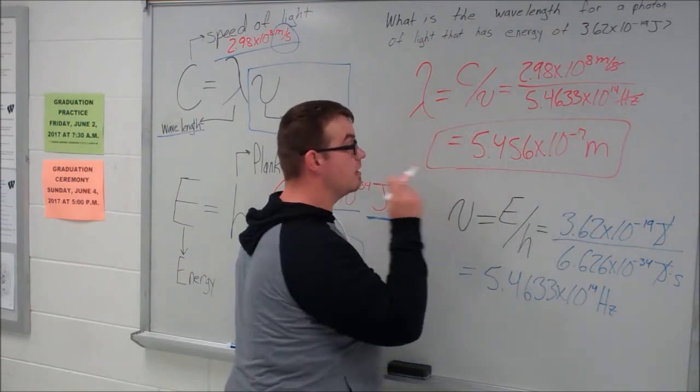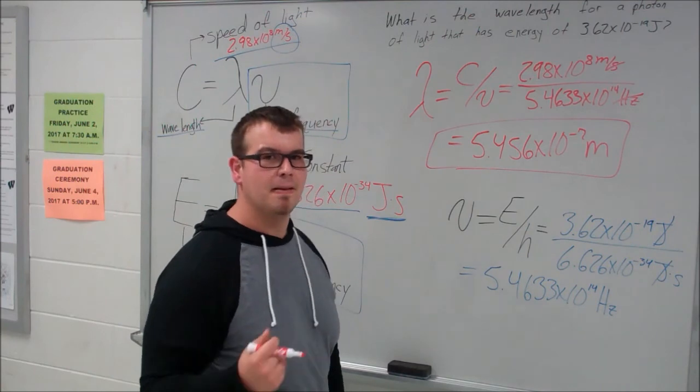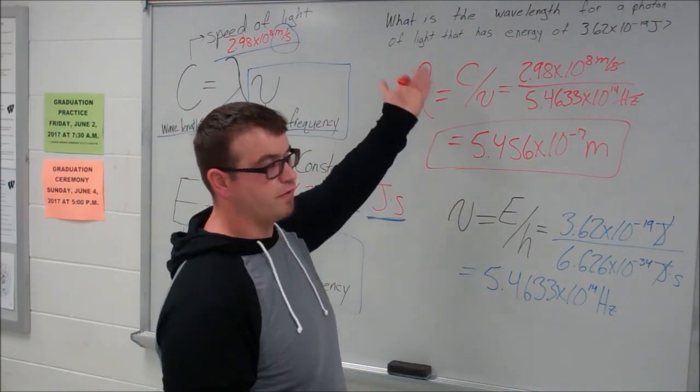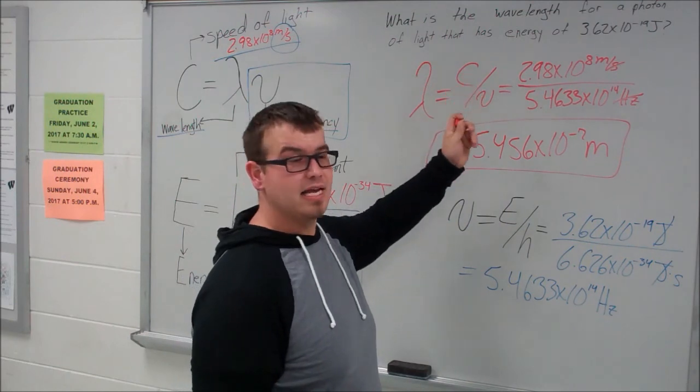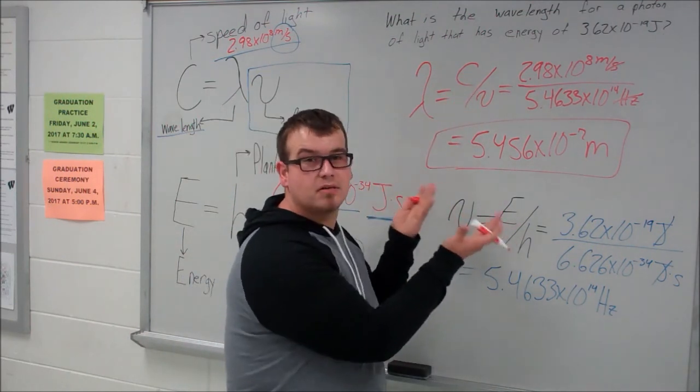So 5.456 times 10 to the -7th meters. We just found the wavelength for a photon of light given its energy. This is about as hard as the questions can get.